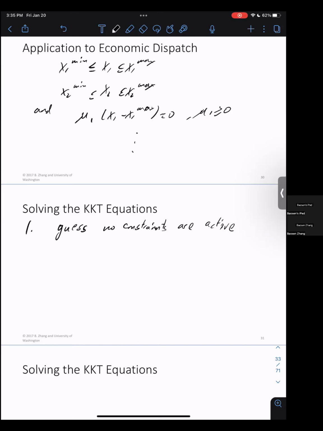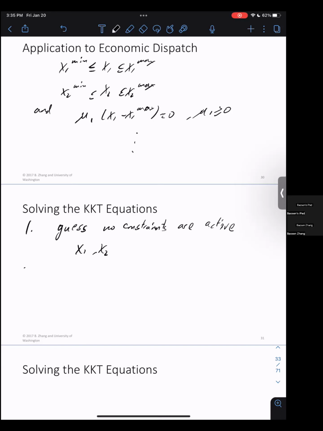What you get is x1, x2. Okay, so you check. If these two solutions happen to satisfy all the inequality constraints, then you're done. If not, how should you guess next? Next you look at which constraints are violated by your solution. Then you guess those are the tight constraints. If some constraints are not satisfied, make those the tight constraints.